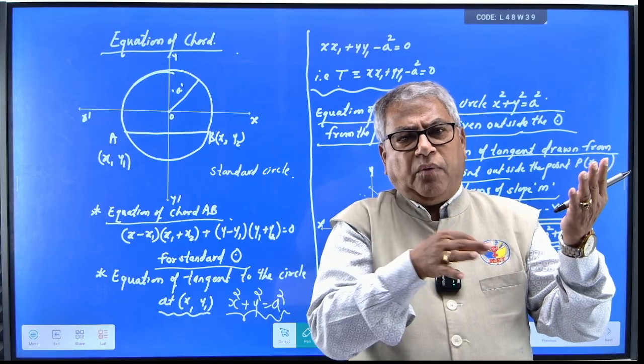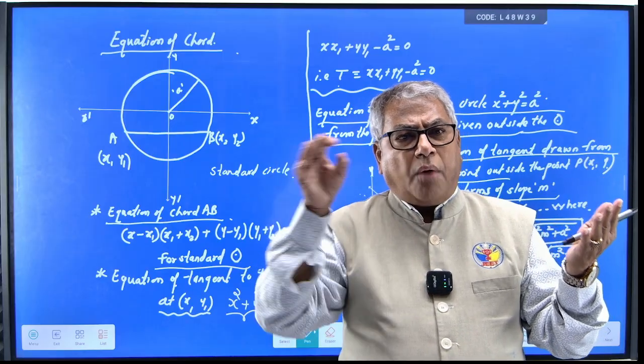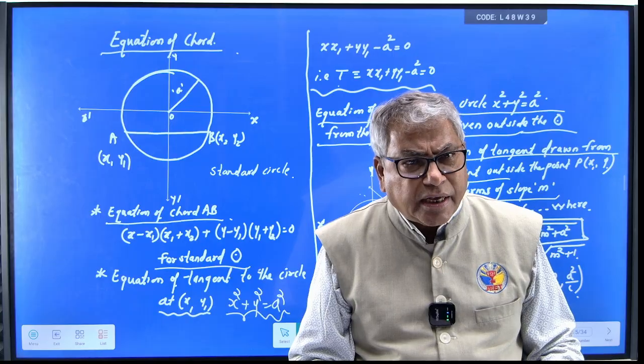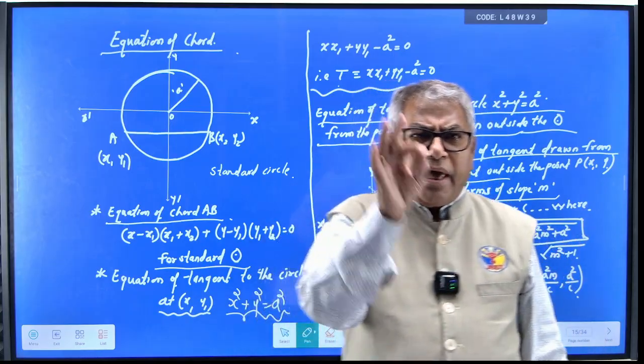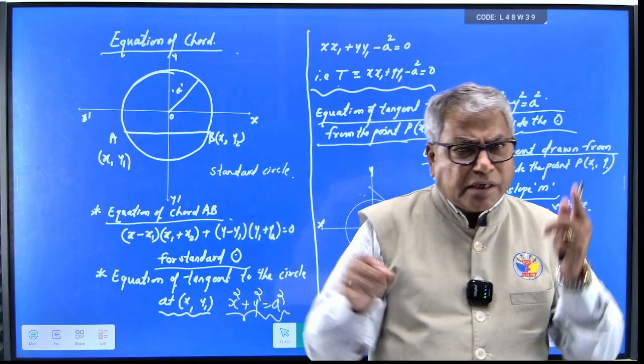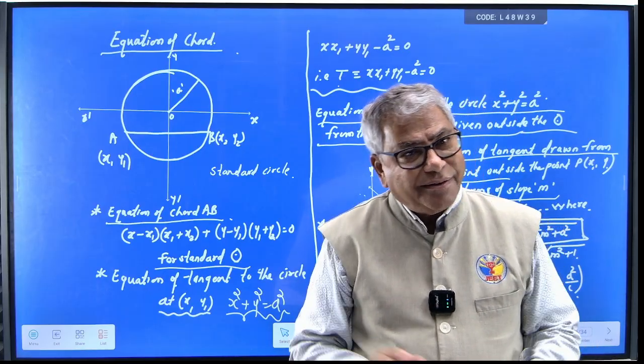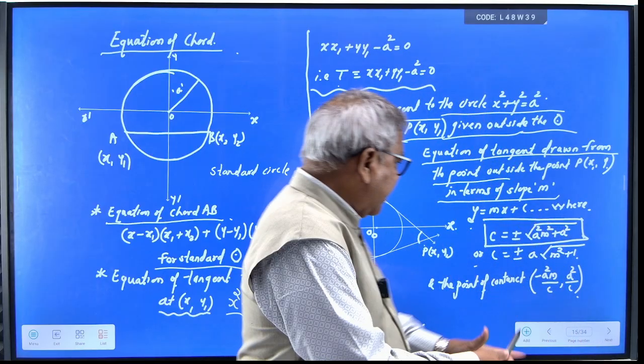Right, c is equal to plus or minus root of a square m square plus b square. For the sake of convenience, do the calculation: c square is equal to a square m square plus b square. Substitute the value of c, m, a there. If it is satisfied, then it's a tangent. Right? So we shall see later.